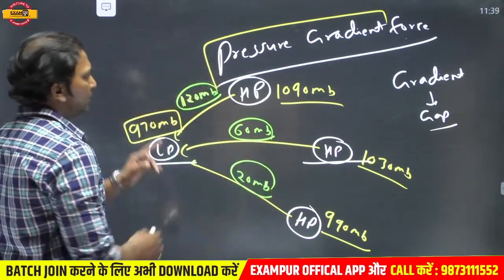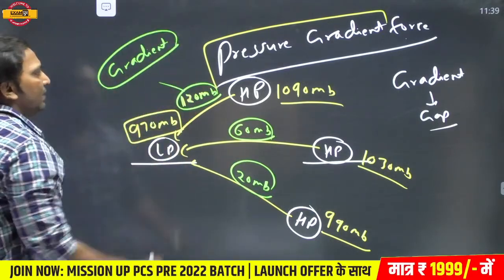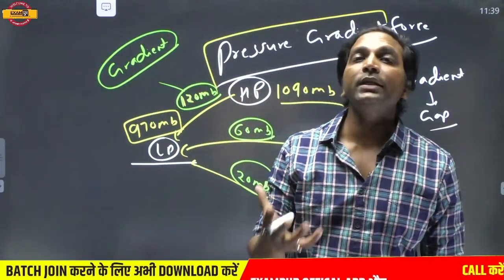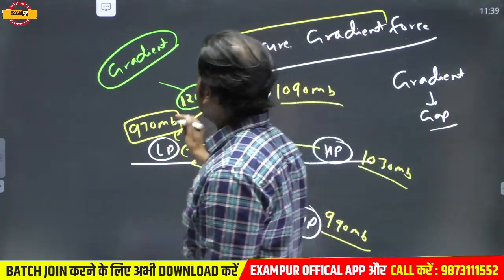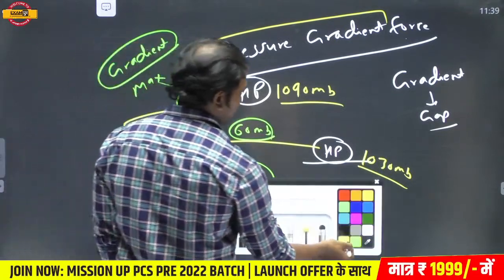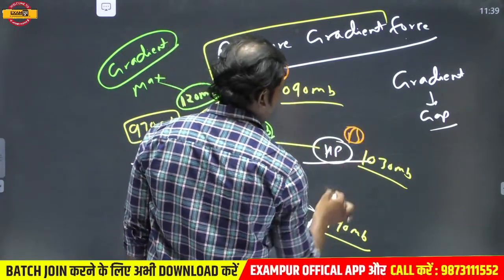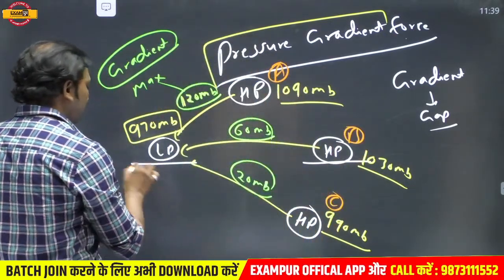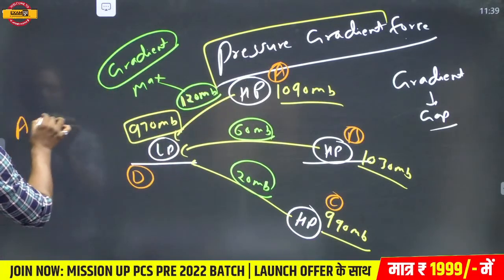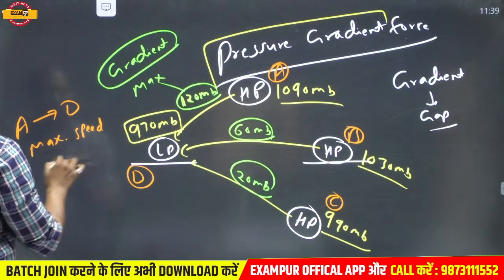So now you can see the gradient, that is the gap between the high pressure and the low pressure. The maximum pressure gap or maximum gradient is, if we name these places, here it is A, this one is B, here it is C, and here it is D. So in between A and D, the maximum speed of the winds is there.